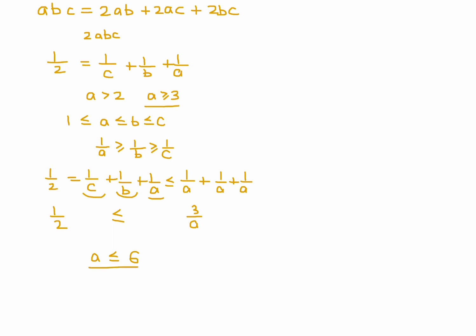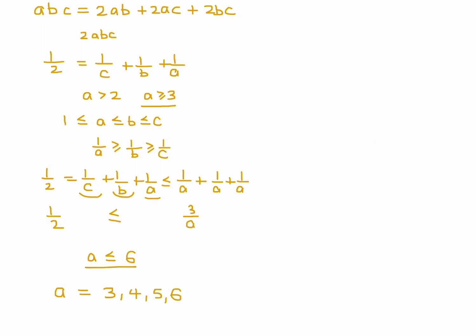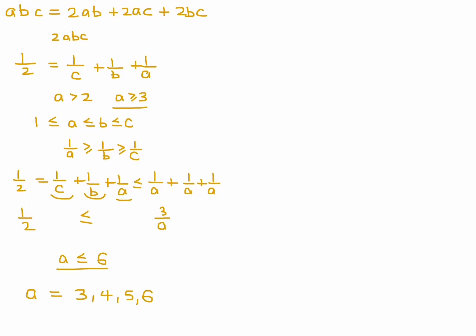So we have our parameters now. If we combine them, A has to be greater than or equal to 3 and less than or equal to 6. So A can only be 3, 4, 5, or 6. Those are my values for A. And now I have to figure out values for B and C to get the ordered triples.